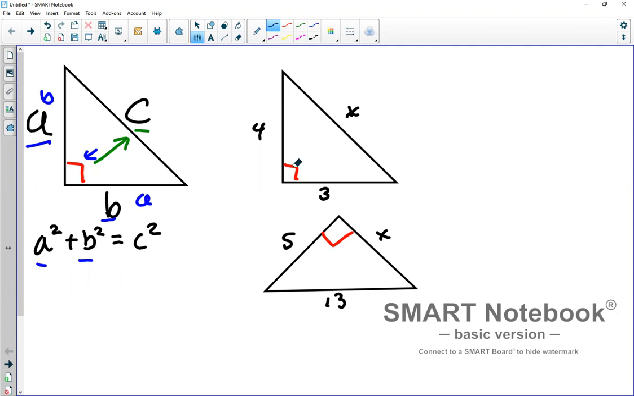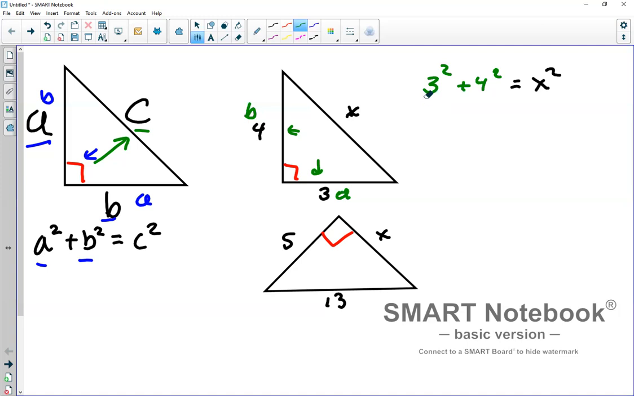Using this formula, we're going to solve for each one. So this one, I have to identify first. Both of these are next to the right angle, so they're legs. So I'm going to call this one A, I'm going to call this one B. Reminder, A and B do not matter. If I call the 3 B, it doesn't matter. So I'm going to rewrite this as 3 squared plus 4 squared. It's going to equal, I don't know what this is, so I could call it C squared or X squared. I'll call it X squared because that's the variable there.